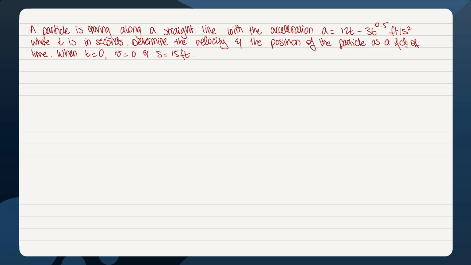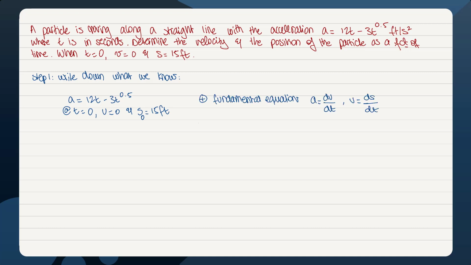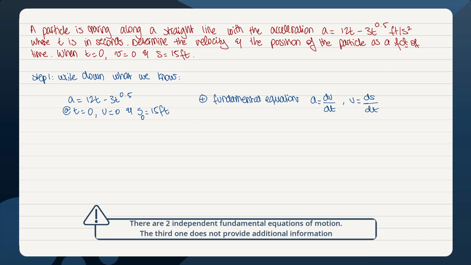And so we need to write down what we know. We have an expression for the acceleration in terms of time, and we're given initial conditions. At t equals 0, we have v and s. And we can also remember the fundamental equations we've seen. We know that a is equal to dv over dt, and v is equal to ds over dt. Remember, these are the two independent fundamental equations we have, since the third equation we've seen, which is independent of time, was actually derived from these two equations. So it's kind of useless to add the third equation into the list.